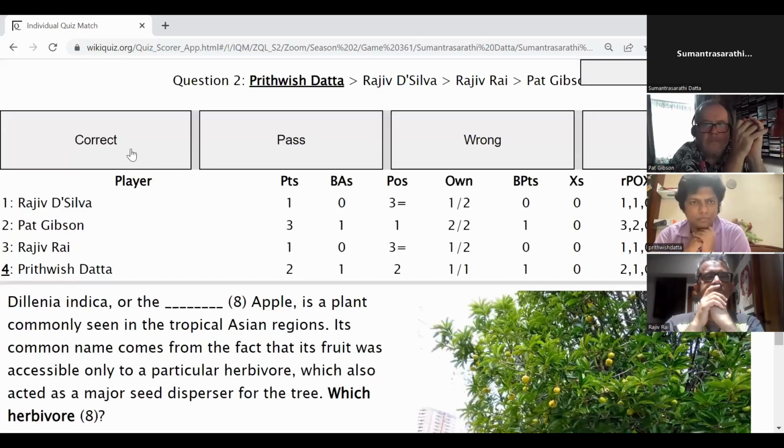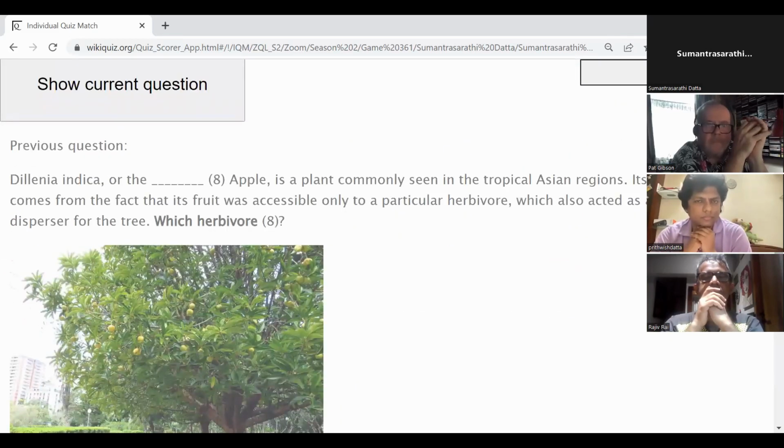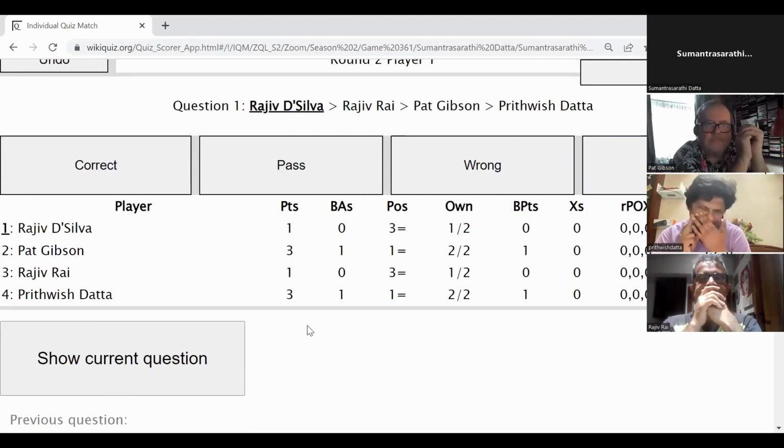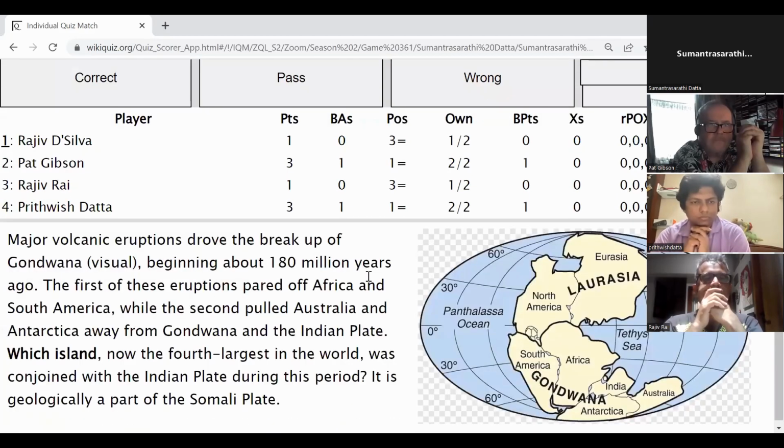Elephant will fetch you your second point as well, and that concludes round 1. Nice symmetry there. Rajiv De Silva 1, Pat Gibson 3, Rajiv Rai 1, and Prithwish 3 as well. Moving on to round 2, Rajiv De Silva, your first question.